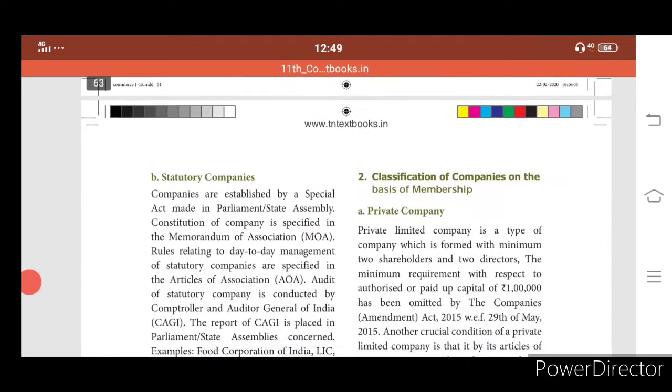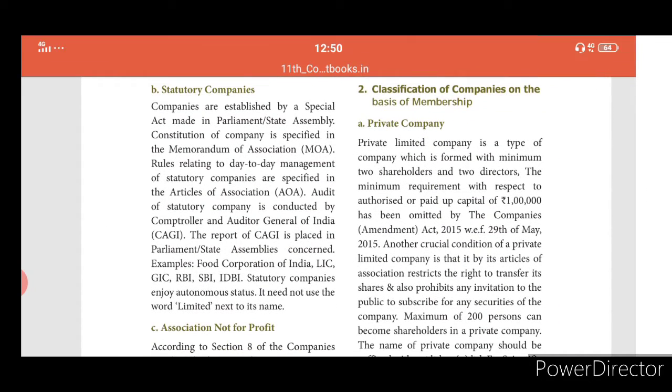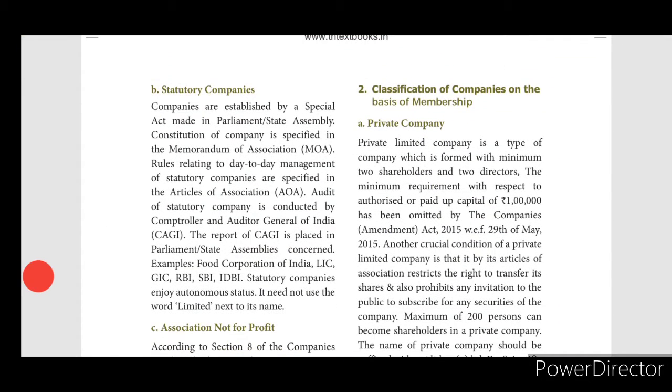Okay, so the next one that we have is a classification of company on the basis of membership. It's very simple, isn't it? With the name we can understand. It's only in the number of members. Based on the number of members, the companies have been categorized.